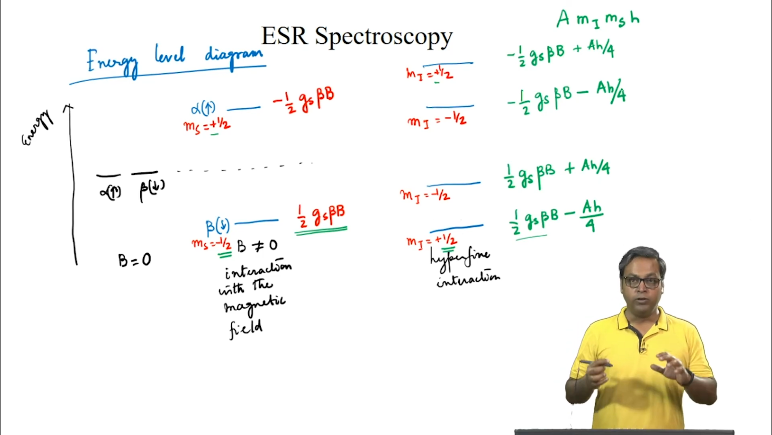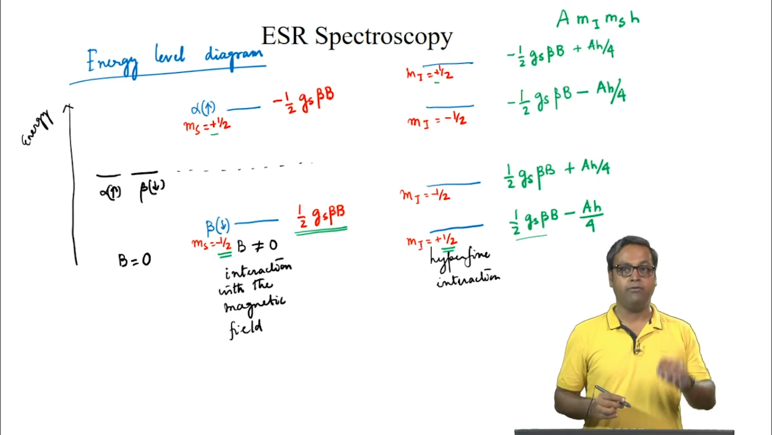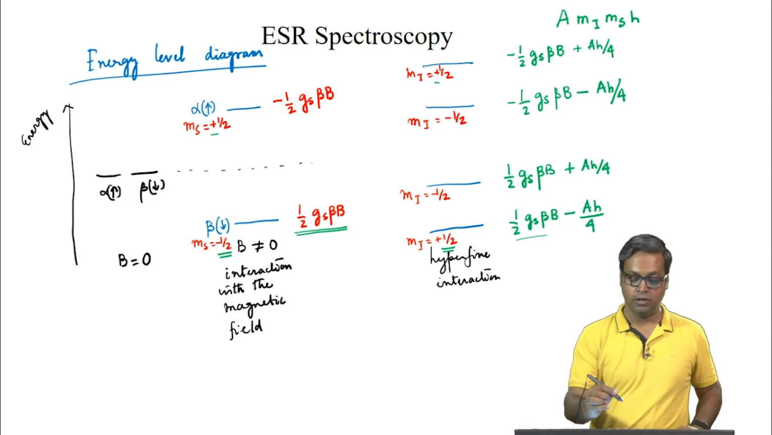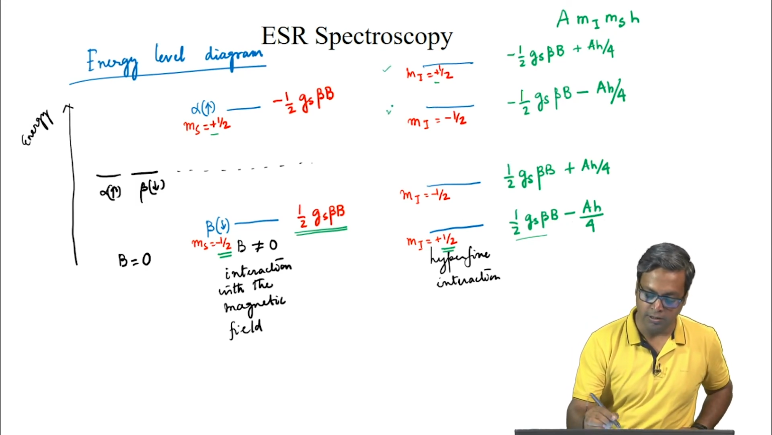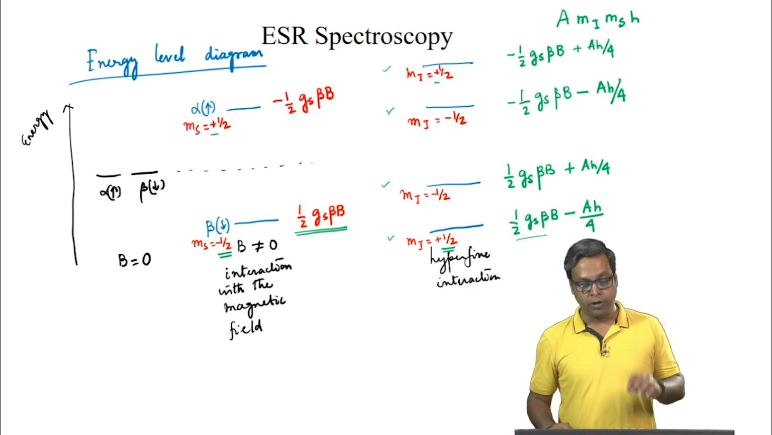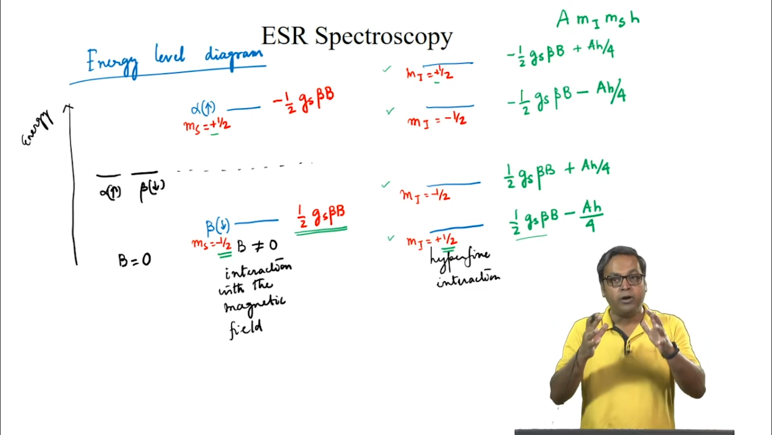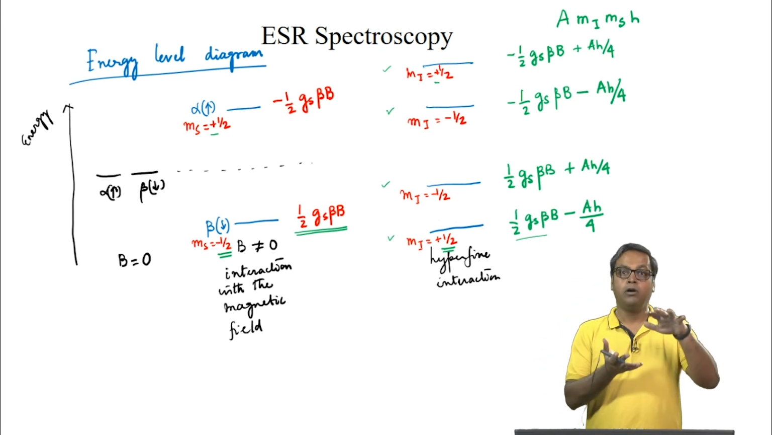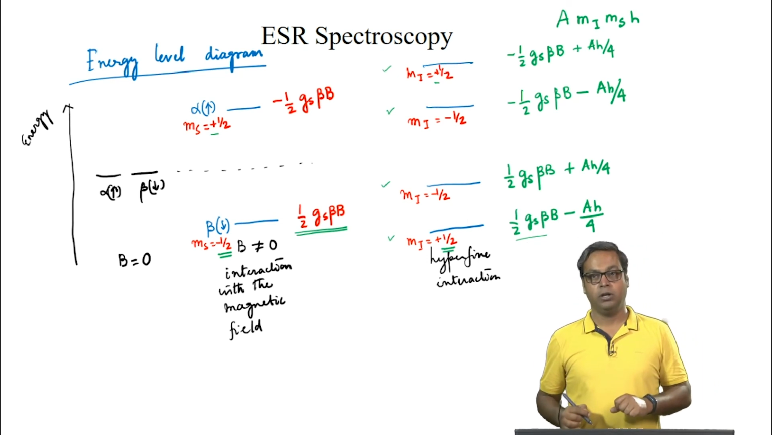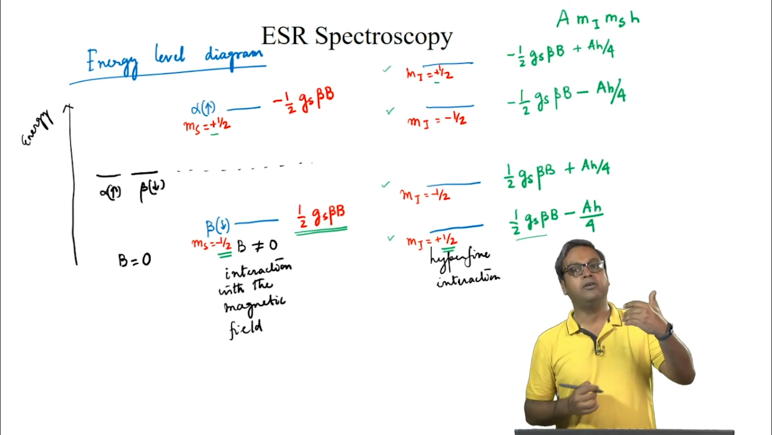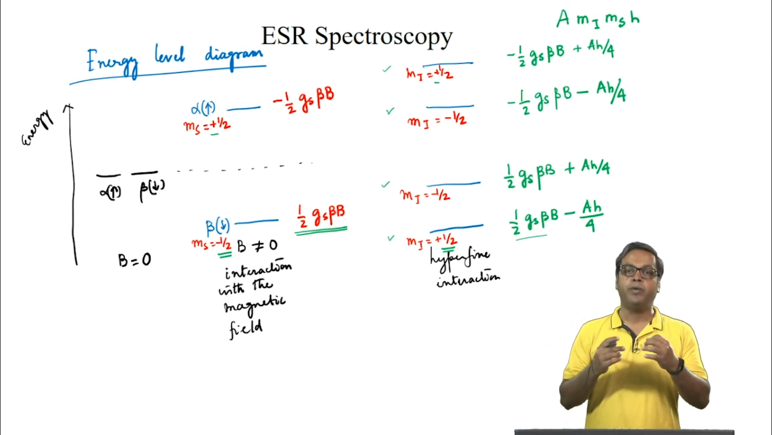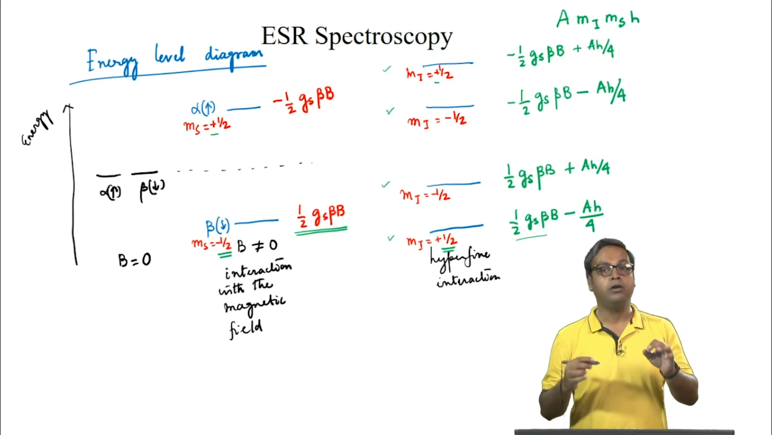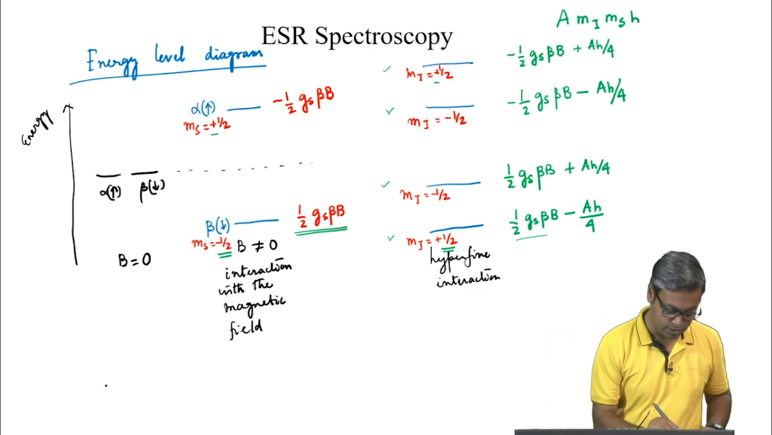Now, we can see we have 4 energy levels. This is one, this is the next one, this is the third one, and this is the fourth one. Because of this hyperfine interaction, instead of 2, now we have 4 energy levels. And because we have 4 energy levels, we can expect more than one transition to be possible.